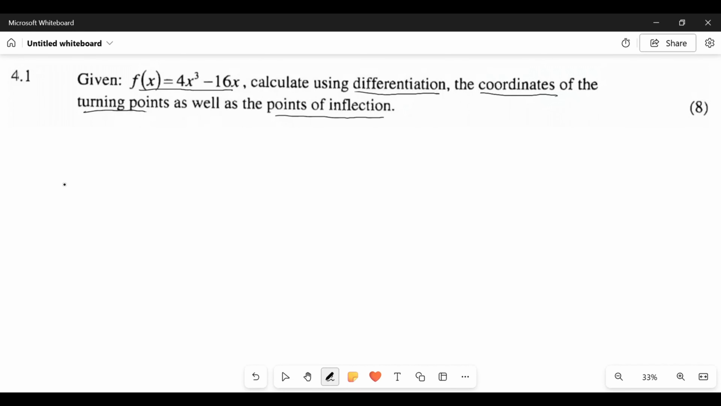Now the first thing that you must do here guys, in order to find the turning point of this graph or this function, is derive the function that is given to us once. So dy over dx is going to be 0, right? So we're going to derive this function. We can say 4 multiplied by 3 gives us 12x squared minus 16. But let us not forget the derivative is equal to 0. So from here we can solve for x.